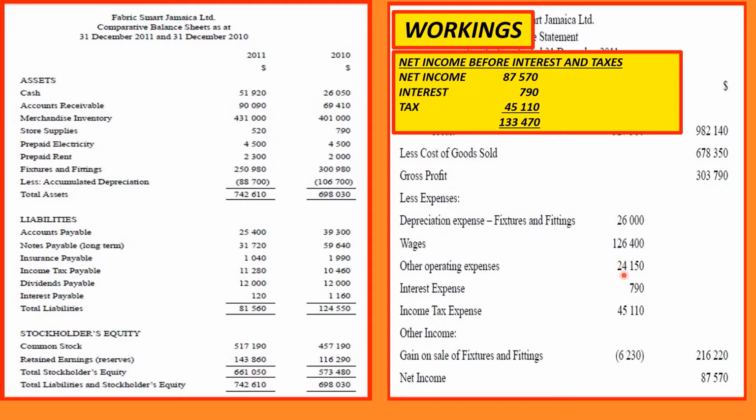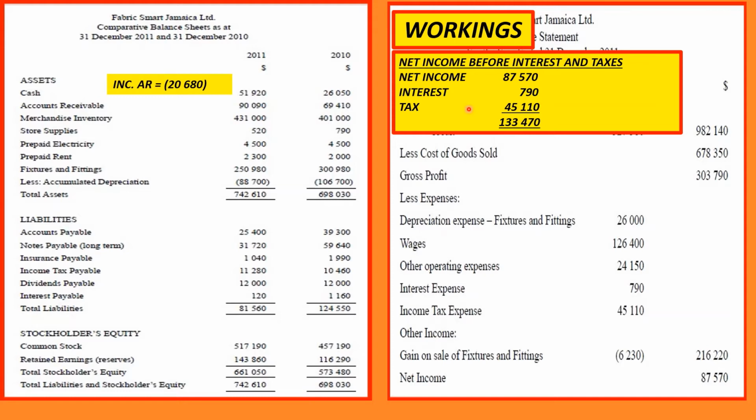Okay, so we take this figure and we add back the interest expense and the tax expense, and we'll get the income before interest and taxes of 133,470.